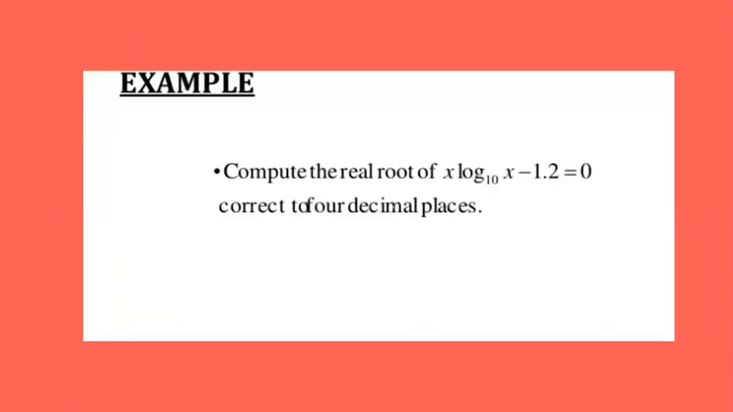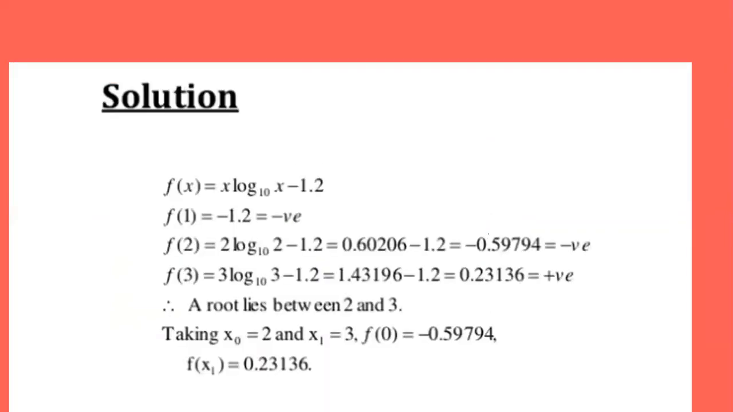Okay. Next, compute the real root of f of x equals x log x minus 1.2 equal to 0, correct to 4 decimal places. See, f of x is equal to x log x. Be careful, it is base 10. You have base e also, which is the natural logarithm. In the scientific calculator, if it is base 10, you press the button log. If it is natural logarithm, base e, you press the button ln. Be careful in this.